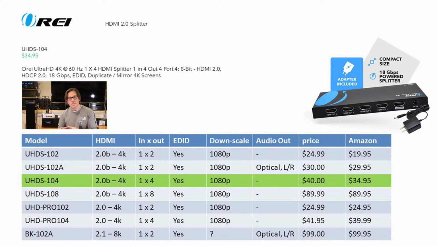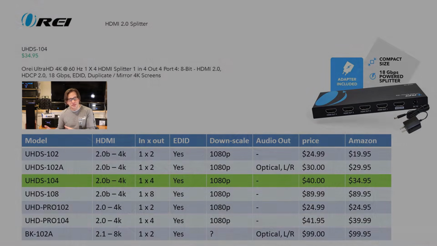the UHDS-104 1x4 model seems to be perfect for me. And the price is $40. And when you go to Amazon to get this, and it is available on Amazon, it's $35. So not too much different. In fact, if you compare it to the regular price of this cheap splitter, which is only 2 channels, and I have to push the button, it's actually less money because this is normally $39.